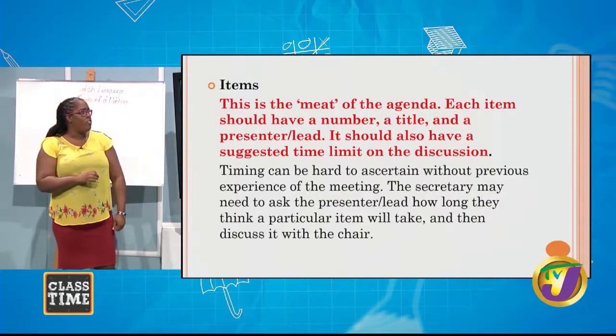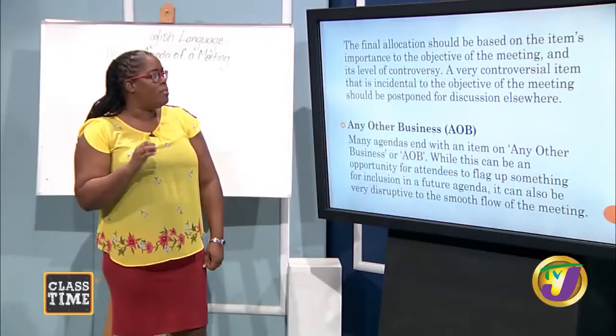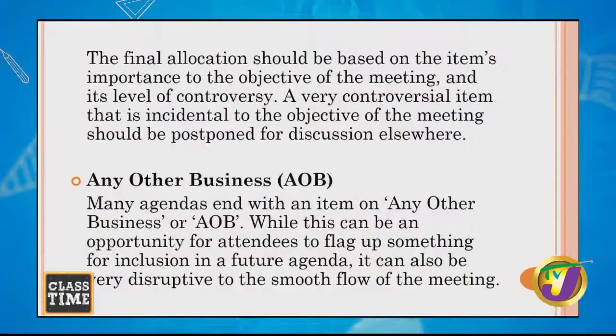The final allocation should be based on the item's importance to the objective of the meeting and its level of controversy. A very controversial item that is incidental to the objective of the meeting should be postponed for discussion elsewhere. And why is this important?